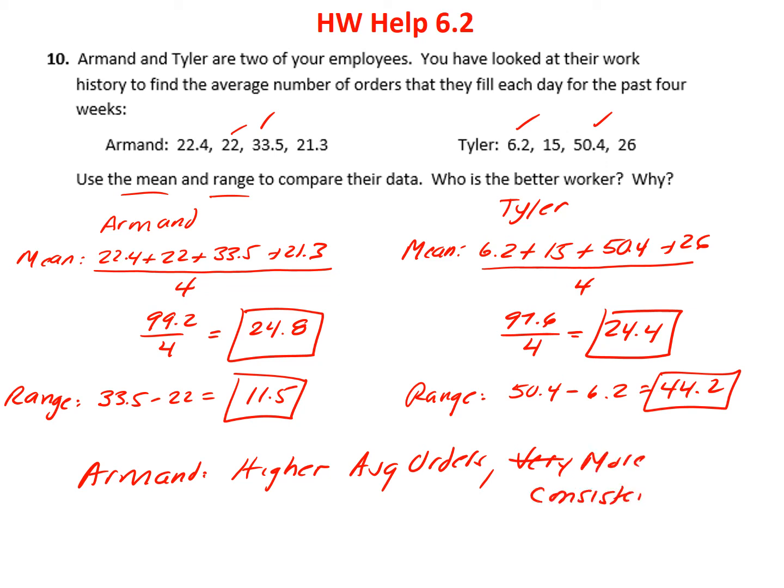On a day-to-day basis, he's about the same. This range here, the difference in his high and low is only 11 sales or orders, whereas here, 44 sales. That's a big jump to go from 6 to 50. Tyler's a great employee if you catch him on the right day. But as an employer, you want employees that are consistent every day. So we would pick Armand.